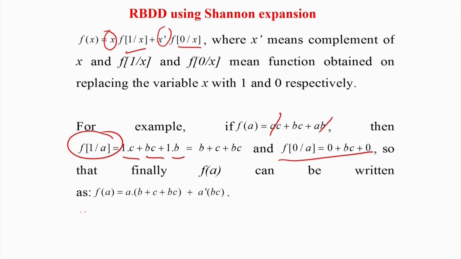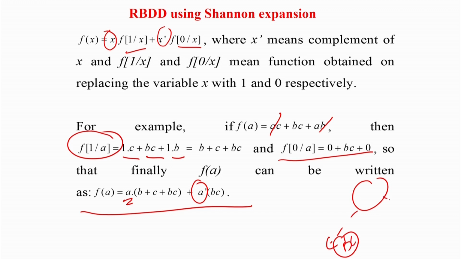So finally, we can write this function as a into (b plus c plus bc) plus a bar into bc. Now again we have to do it in terms of b, and in terms of c. Basically, that means the first node is a. So a equal to 0 will be equal to bc, and a equal to 1 is nothing but the bigger one, that is b plus c plus bc, and you have to keep on doing it and at every stage you have to keep on reducing.